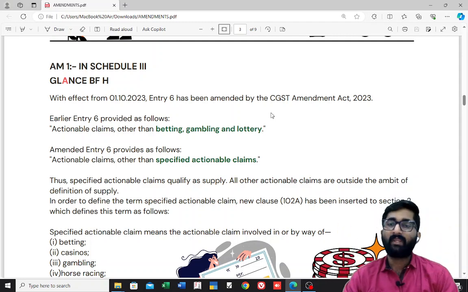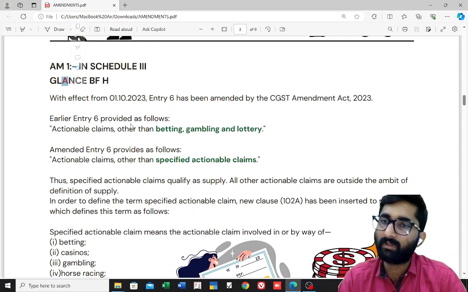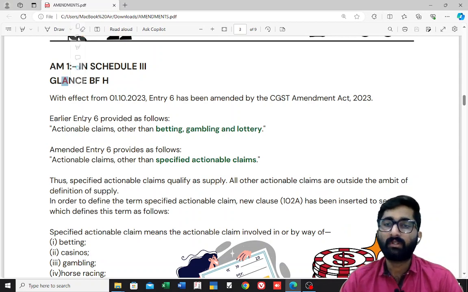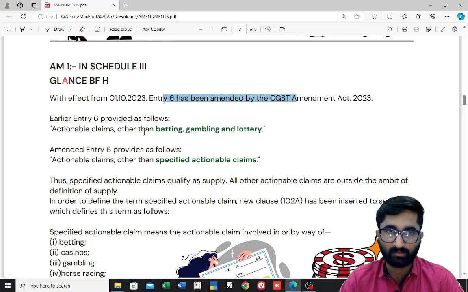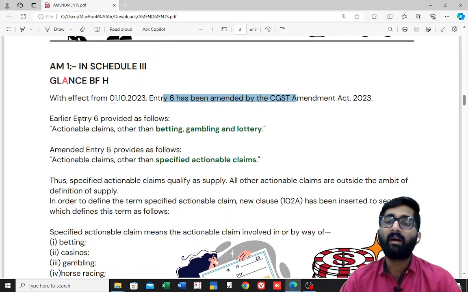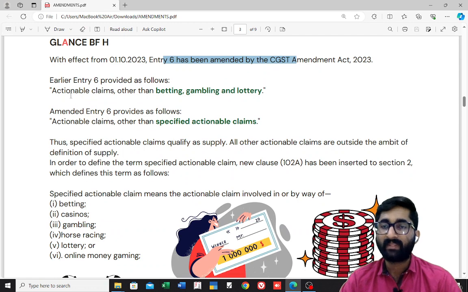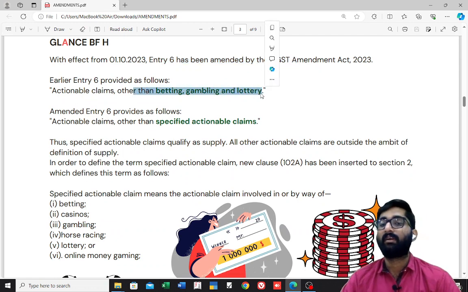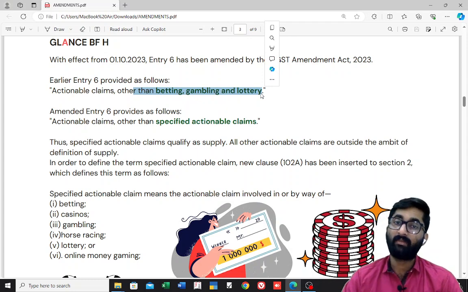So now there is an amendment in A. Actionable claims: with effect from 1st of October 2023, entry 6 has been amended by the CGST Amendment Act 2023. Earlier, what was there in entry number 6? It provided as follows: actionable claims other than betting, gambling and lottery.